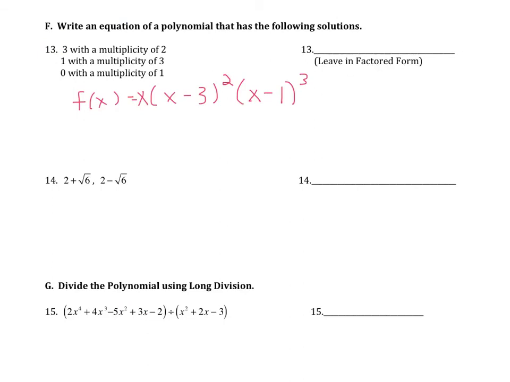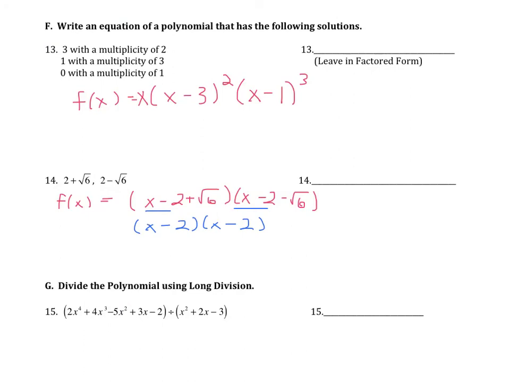For number 14, we want to write the polynomial equation that has the zeros at 2 plus √6 and 2 minus √6. So first, we're going to put them in their factors. So we get x minus (2 plus √6) and x minus (2 minus √6). And we learned a trick in class where we can multiply the x minus 2's together, and then we can add √6 times -√6.